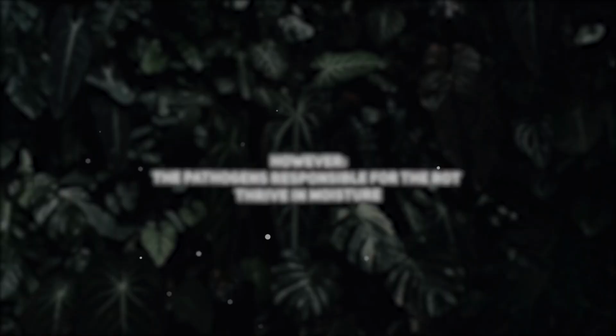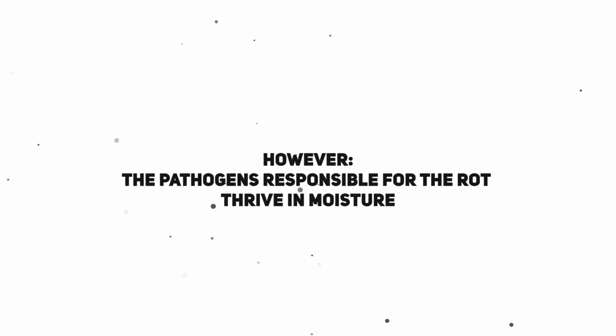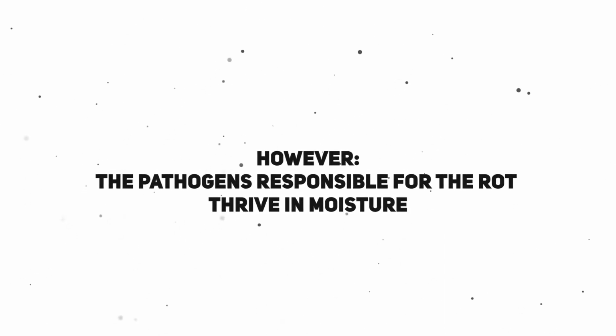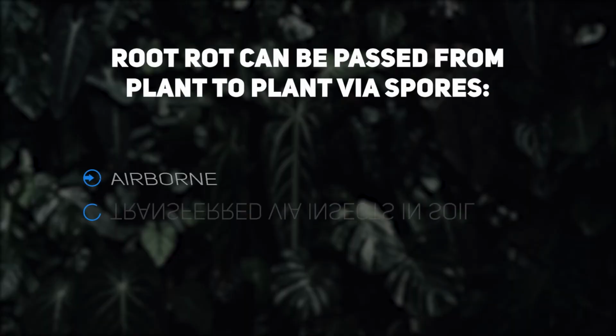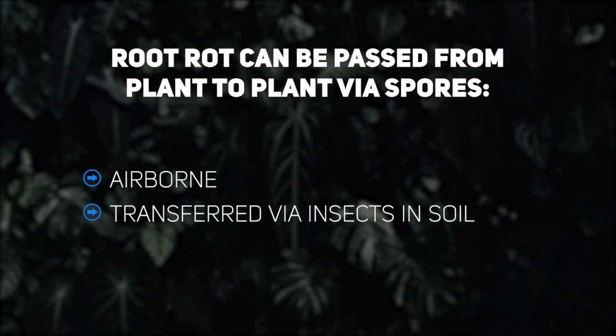However, the pathogens responsible for the rot thrive in moisture, which is why overwatering or insufficient drainage can dramatically increase the chances of rot. Wet soil can suffocate the roots of a plant by dramatically lowering the oxygen level. Yes, believe it or not, the roots of our plants, much like us, need oxygen in order to function. Now, root rot can be passed from plant to plant via spores. These spores can either be airborne or they can be transferred from various insects living in the substrate, including fungus gnats. Yes, I know, as if we didn't hate them enough already.